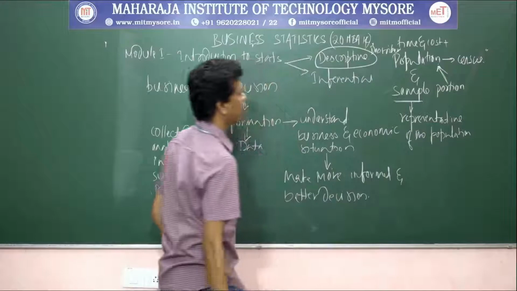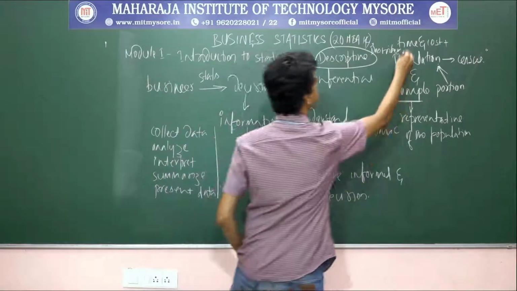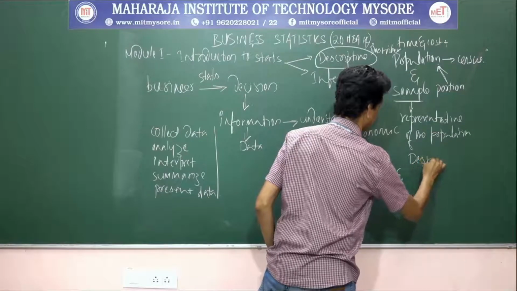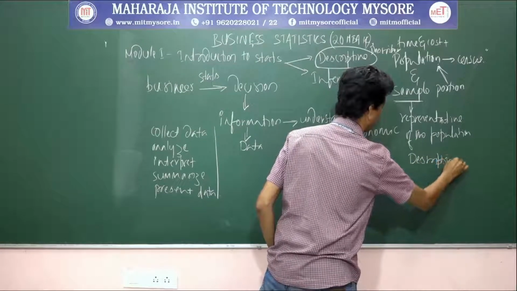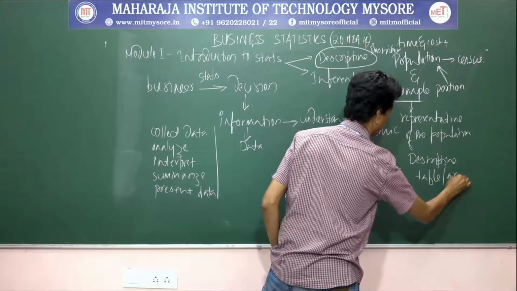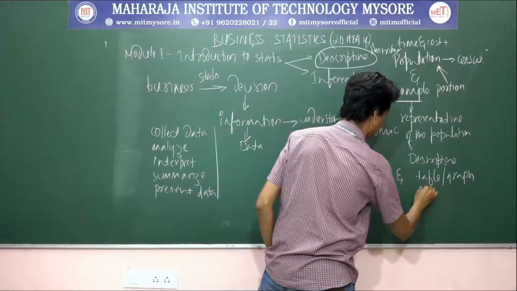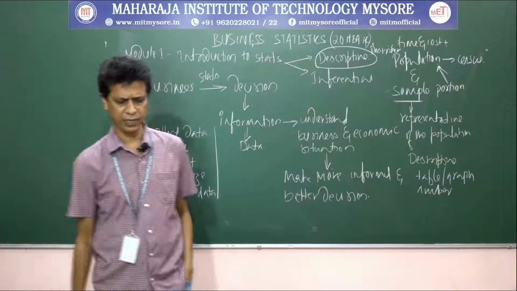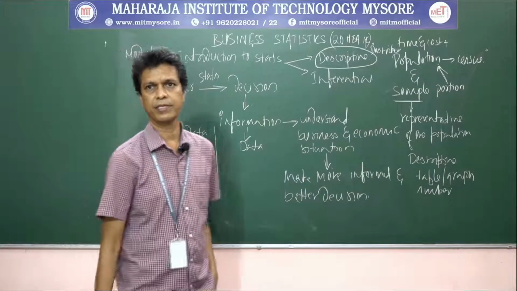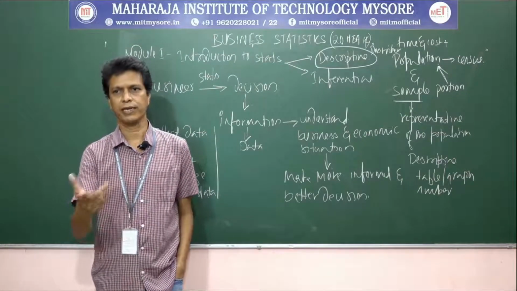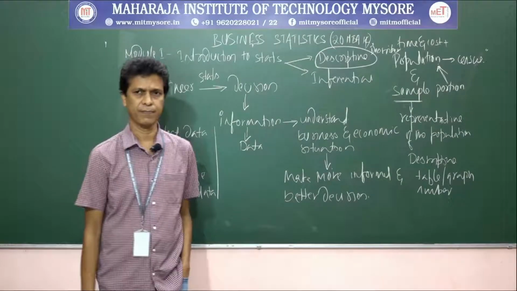Descriptive statistics describe something in the form of tables, graphs and numbers. Normally you can see all these business reports, and whatever you can get from the report is descriptive statistics.